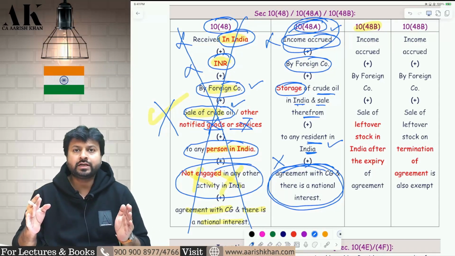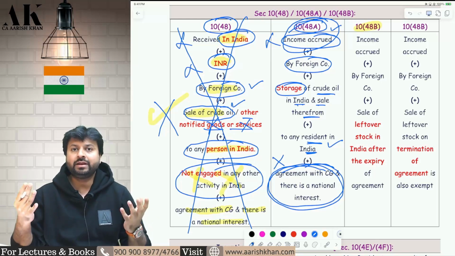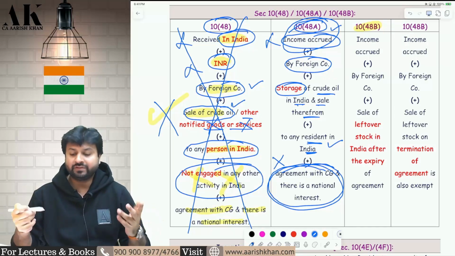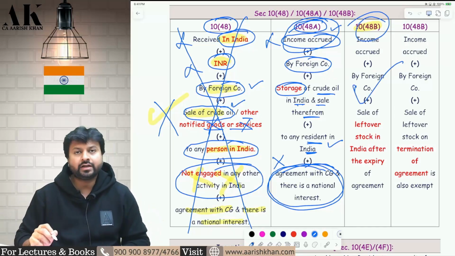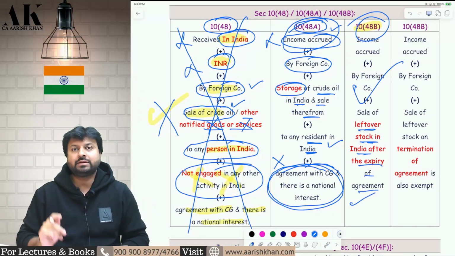Suppose you have entered into an agreement with the central government for 5 years, and the agreement expires after 5 years. Now, some leftover stock is there. If I sell that stock of crude oil after the agreement has expired, will that also be exempt? The answer is yes, that is covered under 10(48B). Sale of leftover stock in India after the expiry of the agreement is also exempt under 10(48B).